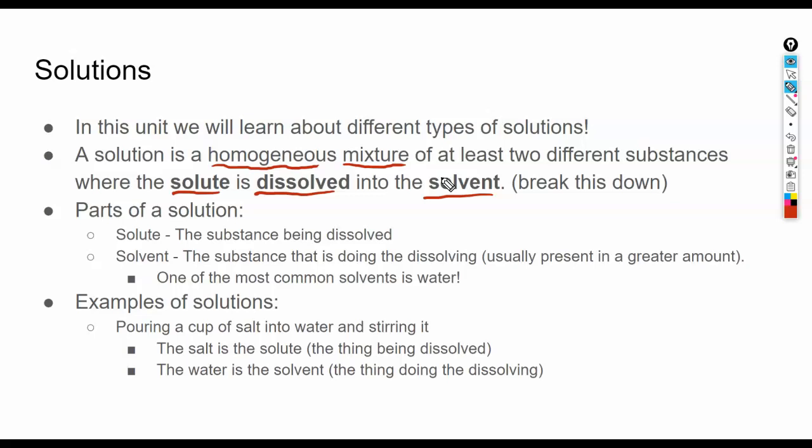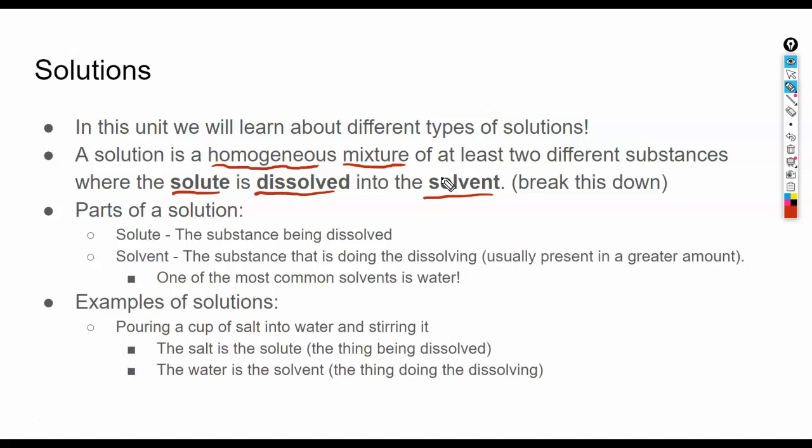For example, salt water is an example of a solution because if you put salt into water and you stir it up, it blends together really well. You can't see the difference between the salt and the water. Whereas if you put rocks in a cup of water, you would just have rocks and water, and you could see the difference between the two because rocks are not going to dissolve into water.